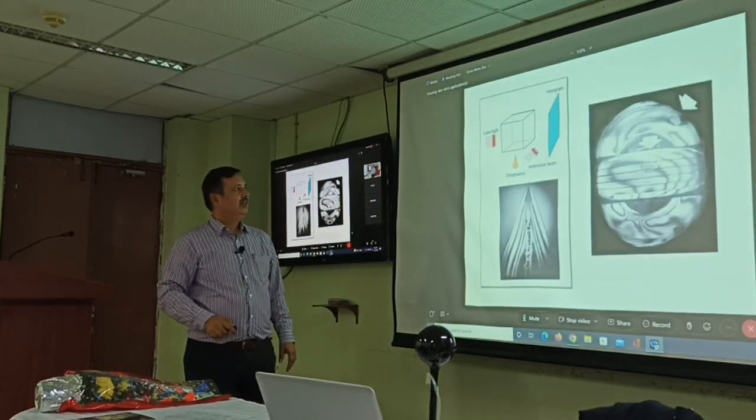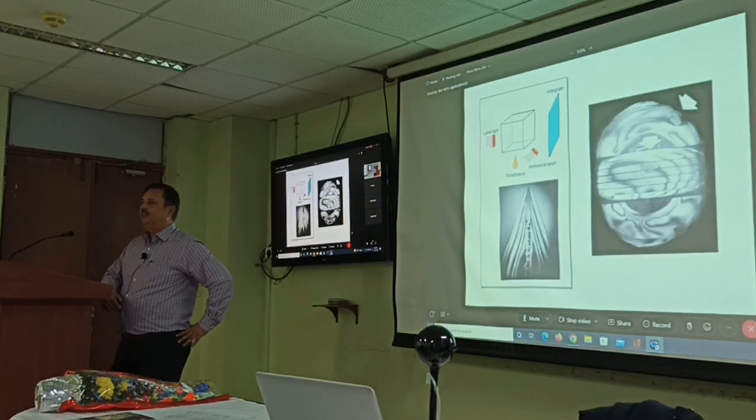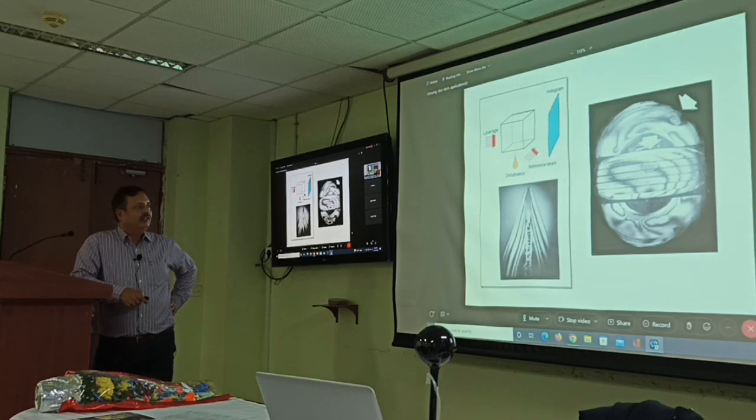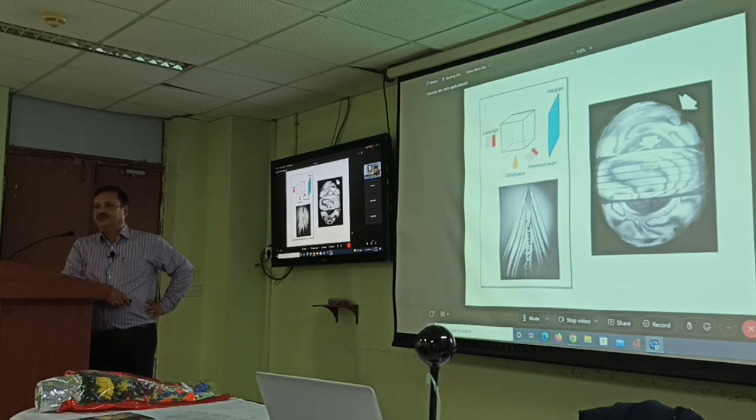So these are some more examples of holographic interferometry. You have this laser light here, you have the reference beam, you create the disturbance, and this is how you can see the patterns and measure them.